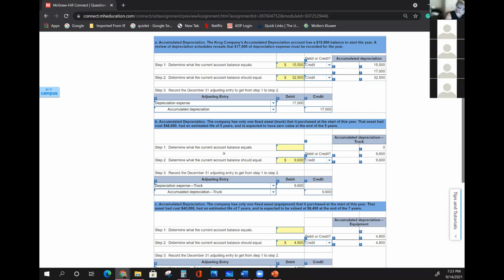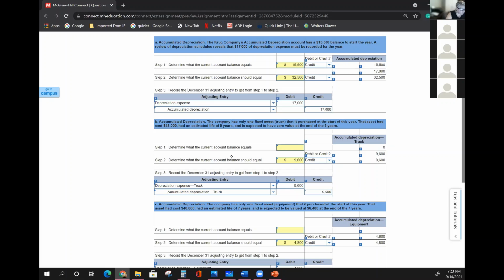So determine the current balance. What does that equal? Well, I didn't have it before, right? I just bought it this year. So there's nothing accumulated from the previous period coming in. So it's just 0. And then I got to calculate it out. It would be the value of the truck, which is 48,000, minus the salvage value, which is 0, divided by 5. So 48,000 divided by 5 should give you the 9,600. That is going to be what is expensed this year for the truck.